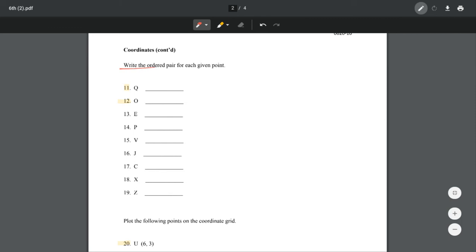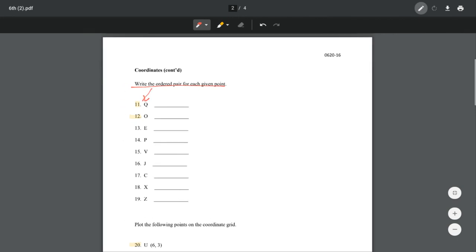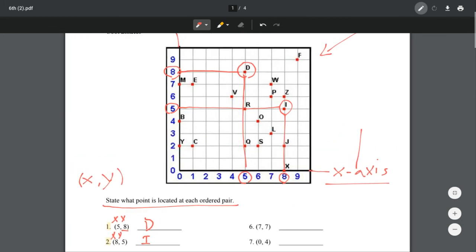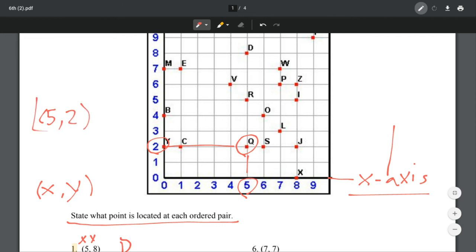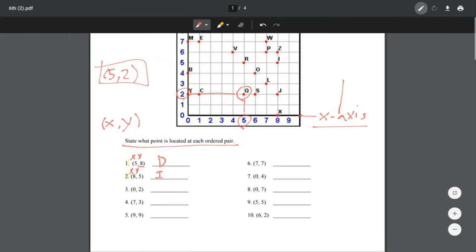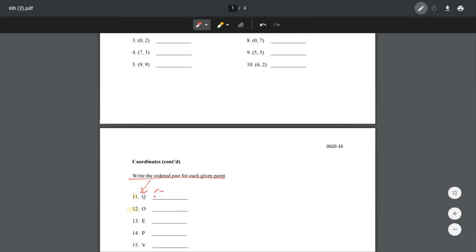This time we're asked to write the ordered pair for each given point. Let's look at number 11. We are looking for the coordinate for point Q. On our coordinate plane, let's look for point Q. Point Q is here. It is 5 on the x and 2 on the y. So for our x, we have 5, and for our y, we have 2. That's our coordinate: 5, 2.